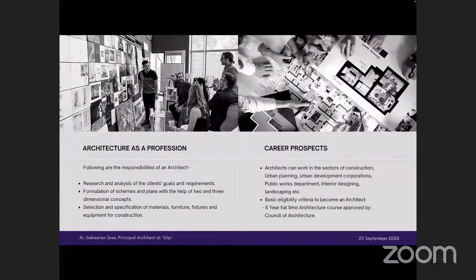So what is architecture as a profession? What is the responsibility of an architect? How does he go about doing his business? So basically, you need to have clients.